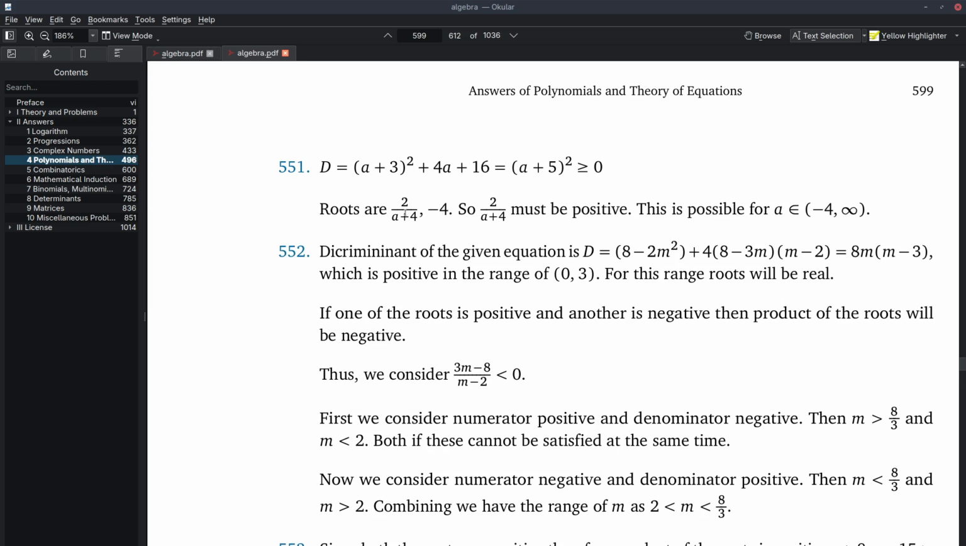So roots are 2 by a plus 4 and minus 4. So 2 by a plus 4 must be positive. Okay. How did we arrive at this?